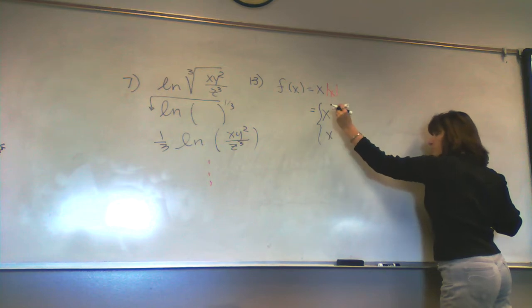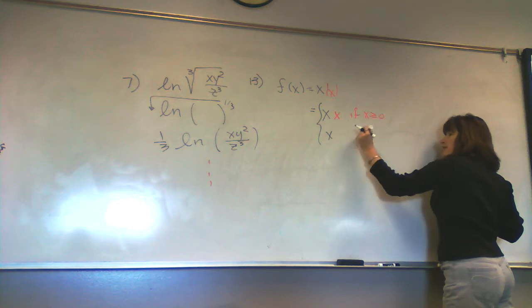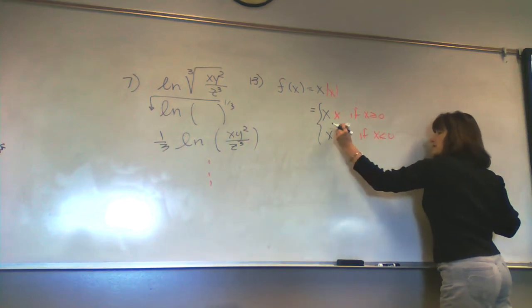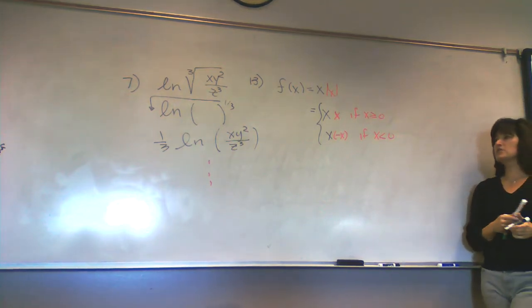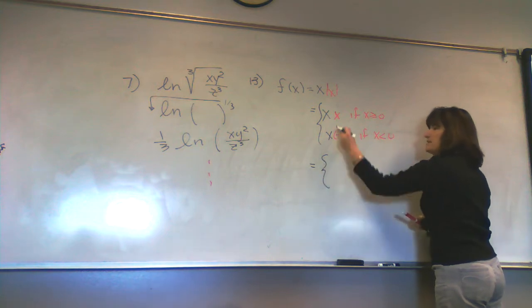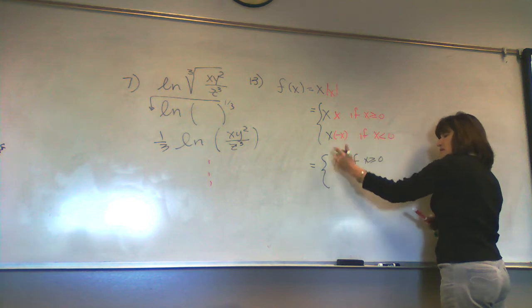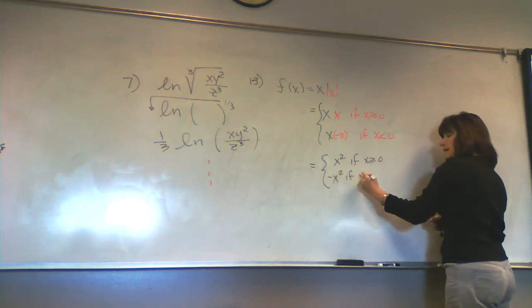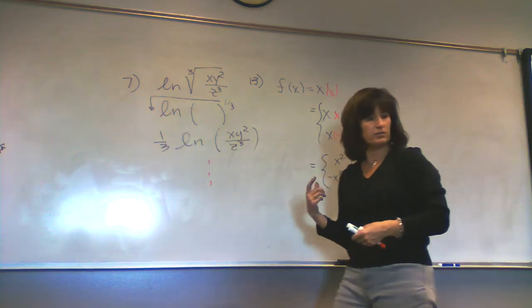So remember the definition? How's it go? It's x if x is greater than or equal to 0, and if x is less than 0, what? It's the opposite of x. So that means my function, if I simplify this, x times x, that's x squared. And this would be negative x squared. Okay, so anytime you want to remove the bars, you just rewrite it using the definition.